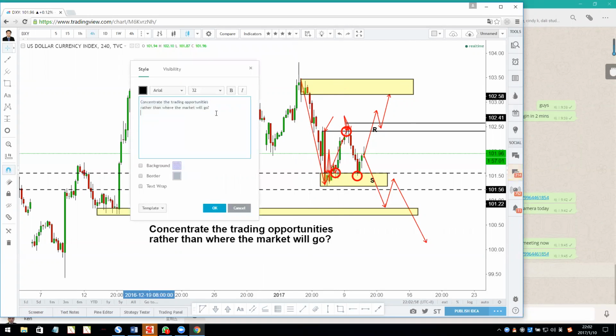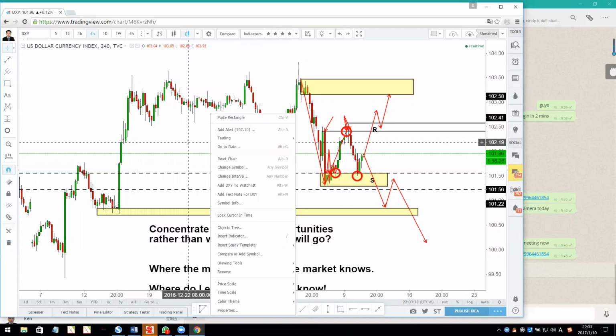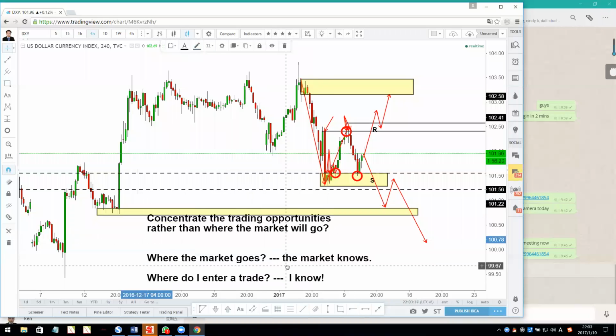In my Chinese course, I told my students, and now I just want to translate it into English for you: where the market goes, the answer is the market knows. Where do I enter a trade? I know. So this is a message from Jack to all of you. Remember this sentence and remember this.